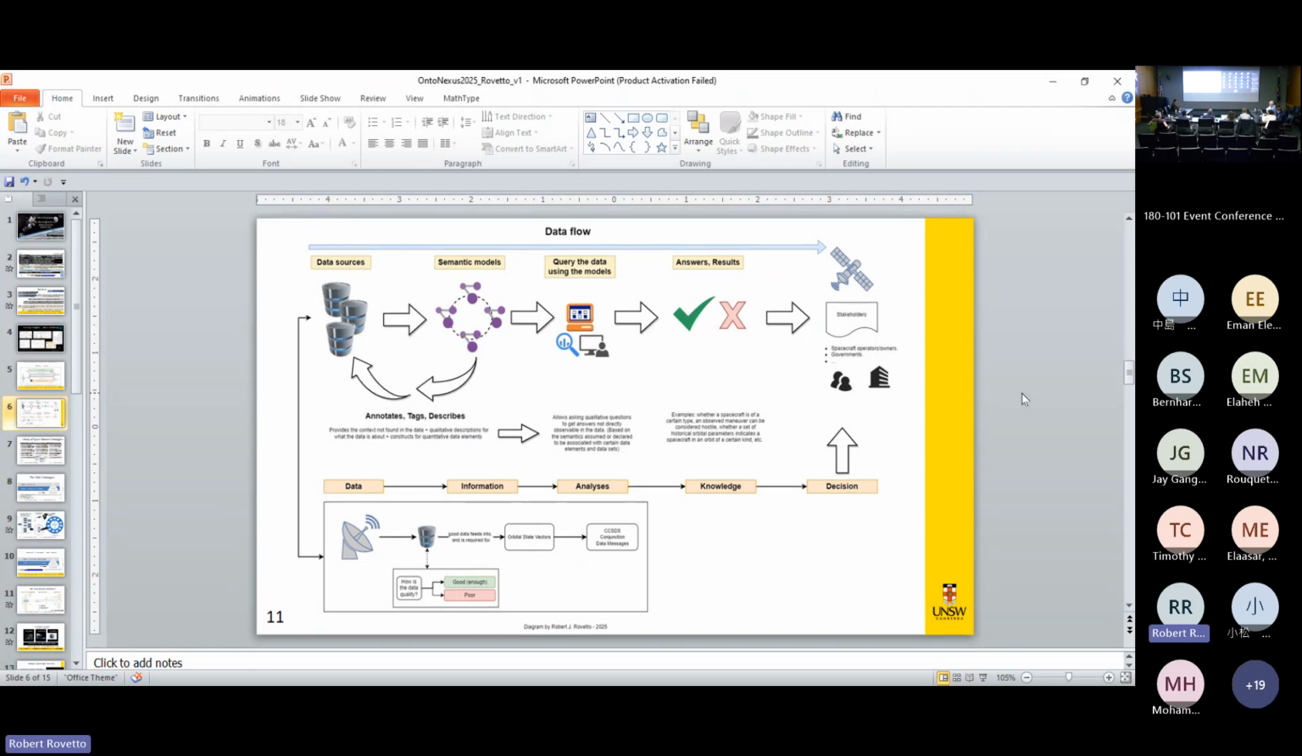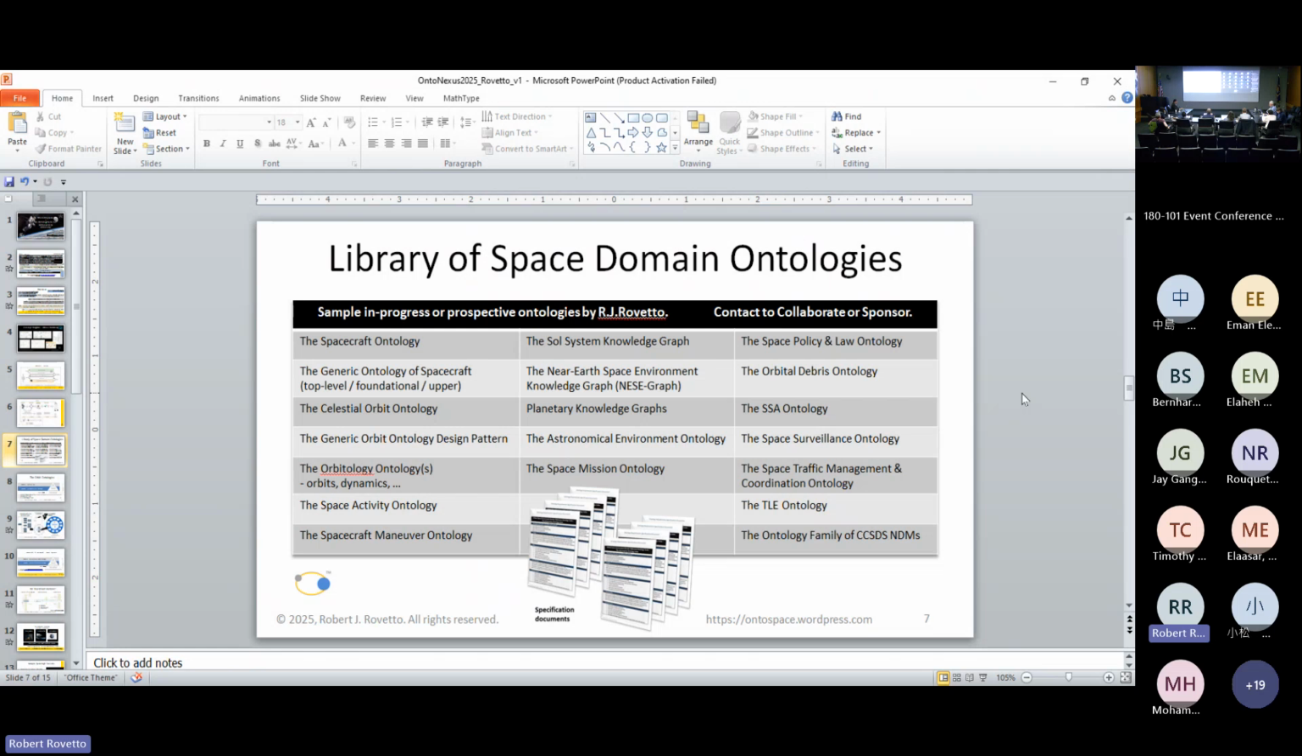This is a list of the domain ontologies, a non-exhaustive list in progress, and they range from spacecraft to, as mentioned earlier, orbitology, various activities and maneuvers by spacecraft, planetary types of ontologies, and more specific subdomains such as orbital debris. And for each of these, an ontology specification document exists, which outlines, according to the NEON methodology of ontology development, the various details of the ontologies.